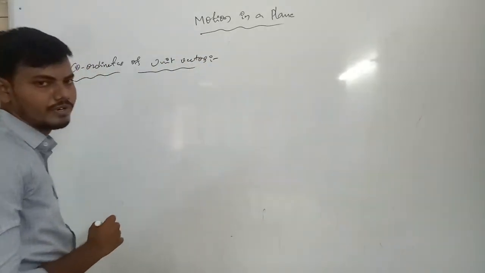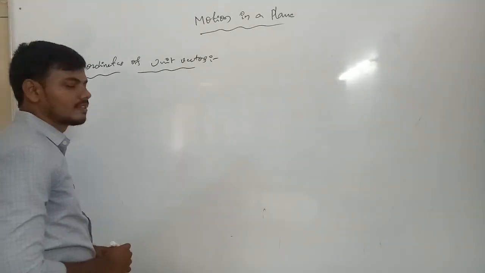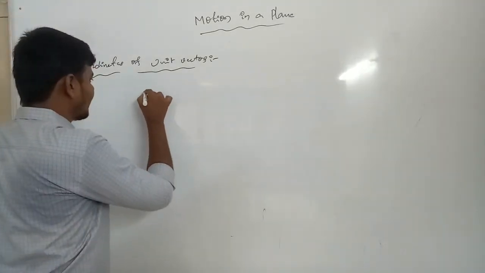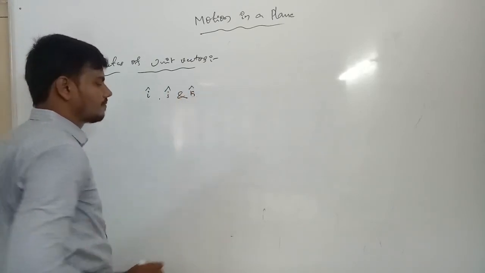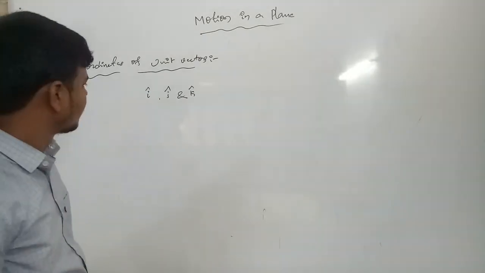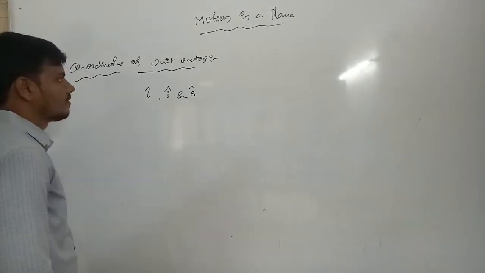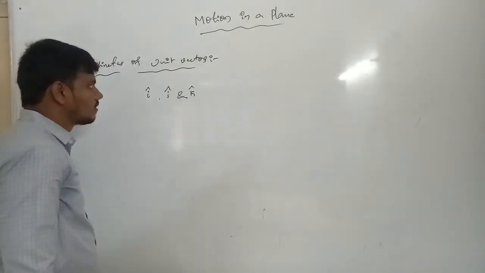The coordinates of unit vectors are mainly considered. There are three: i cap, j cap, and k cap. These are the fundamental coordinates of unit vectors. How can we introduce the coordinates of unit vectors?